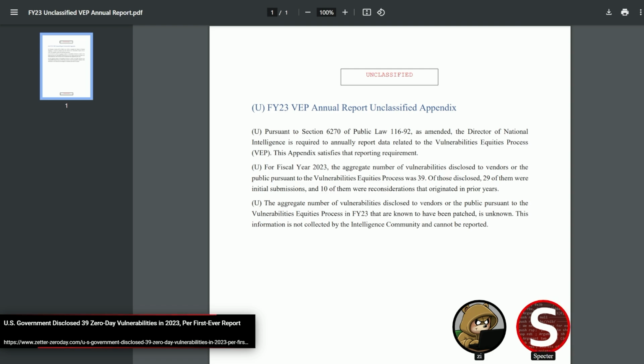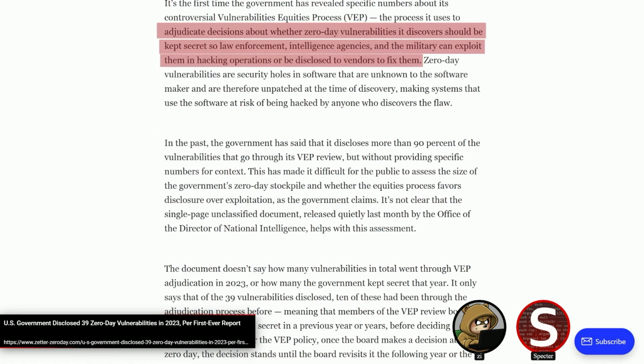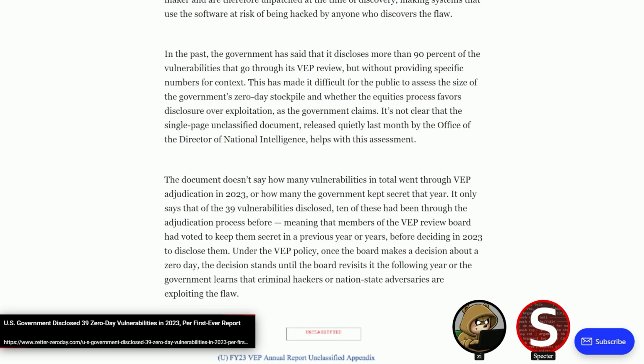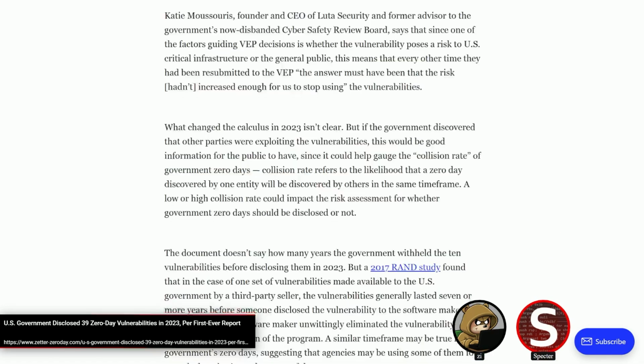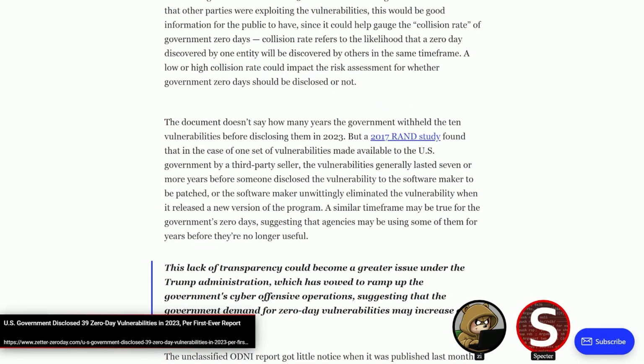When vulnerabilities go through this VEP process, if they are decided to be kept secret, they don't think there's a need to disclose to the vendor, whether it's because they don't feel the impact is high enough, or it's not generally exploitable enough, or it hasn't been exploited in the wild. They revisit disclosing it the next year. So if it had been through the process before, that means it had been decided to be kept secret and then was eventually disclosed at some point down the line. So yeah, it's kind of interesting.